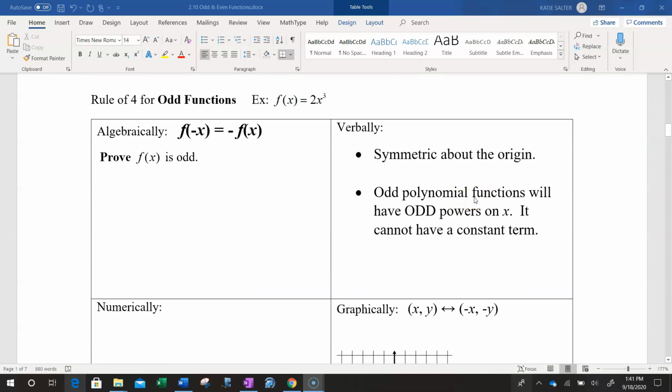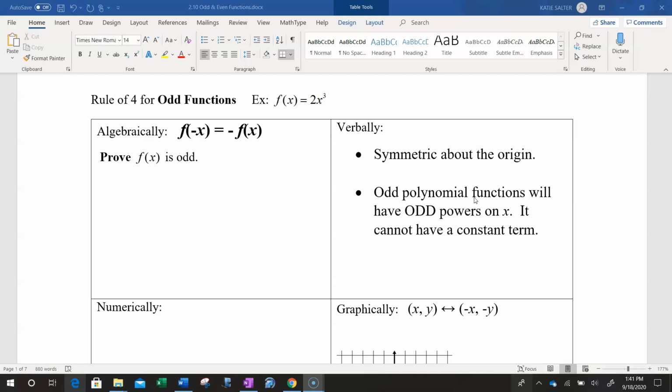Rule of 4 is really important because if you can look at any concept algebraically, numerically, graphically, and verbally, you really understand that concept. And that way, if you're trying to work a problem and one method is not working, maybe you can pull out a different approach to understanding that problem.